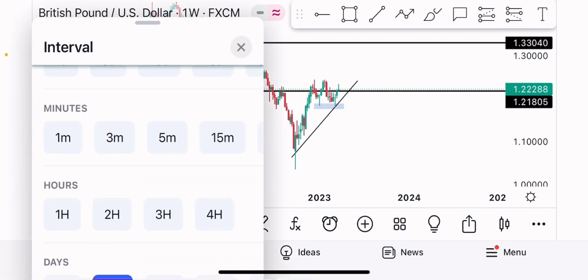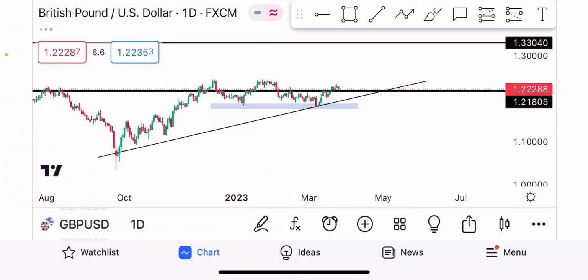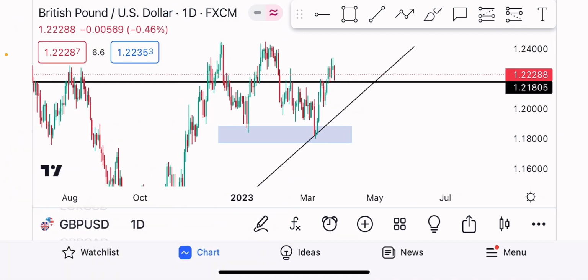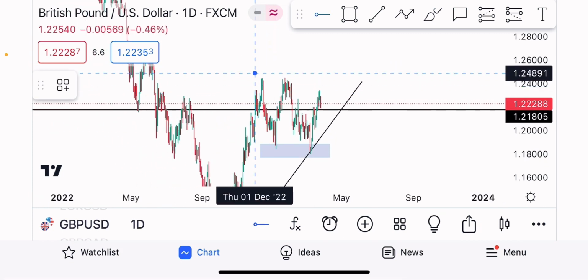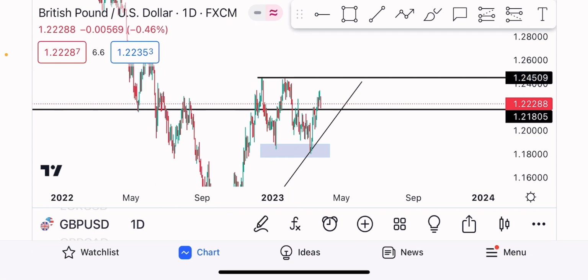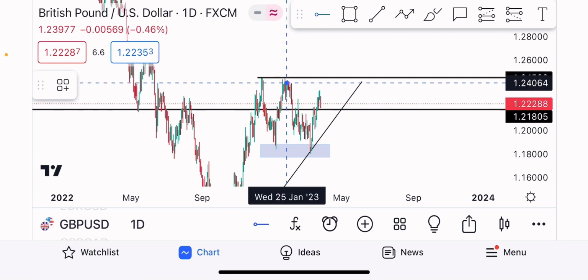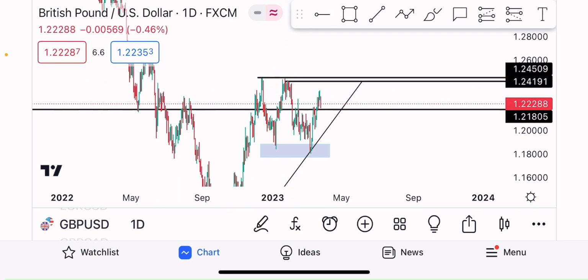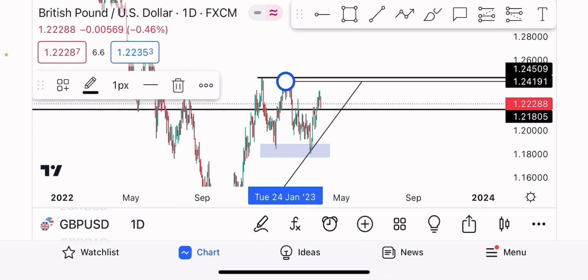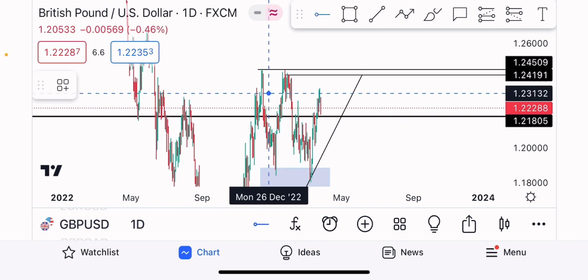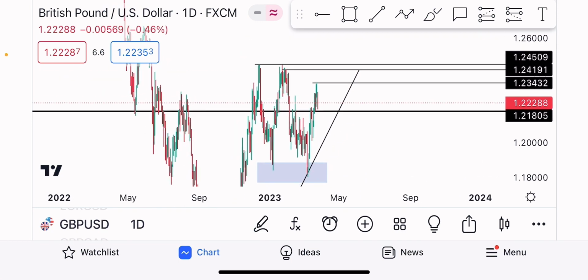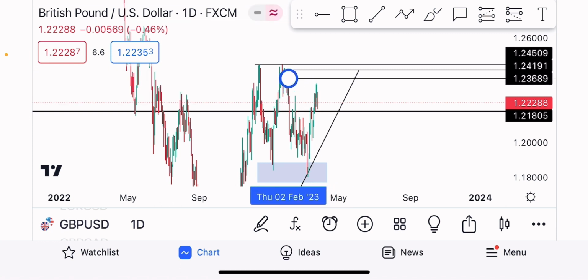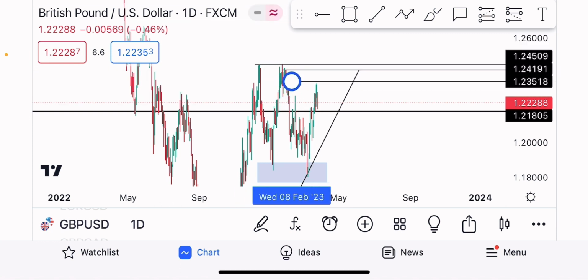So let's go down to the daily time frame. And on the daily time frame, you can see we've had price create these highs, these lower highs, I would say. We've seen price create these lower highs, and right now these are the lower highs. This market failed to break above this previous high which we had here.